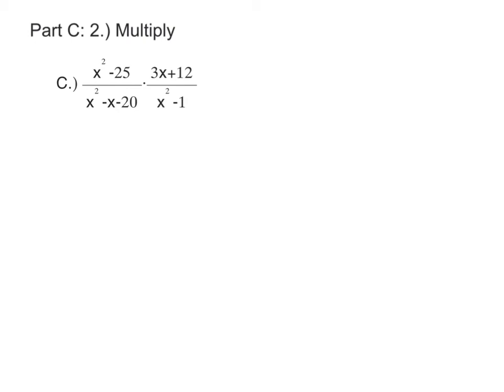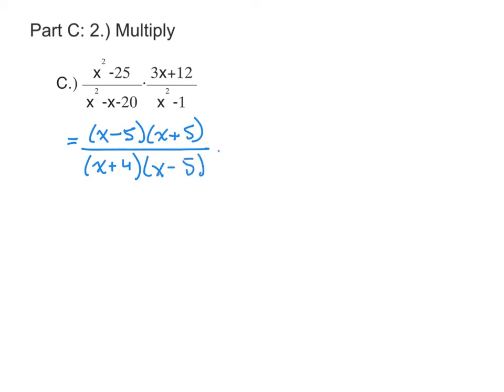Again, when we have polynomials in the numerators and denominators, we'll need to factor them first. So x squared minus 25, that's the difference of two squares. That'll factor into x minus 5 and x plus 5. The denominator of this first fraction, x squared minus x minus 20, that's x plus 4 and x minus 5. In the next fraction, 3x plus 12, we can factor out a 3, leaving x plus 4. And in the denominator, again we have the difference of two squares, so that's going to factor into x plus 1 and x minus 1.